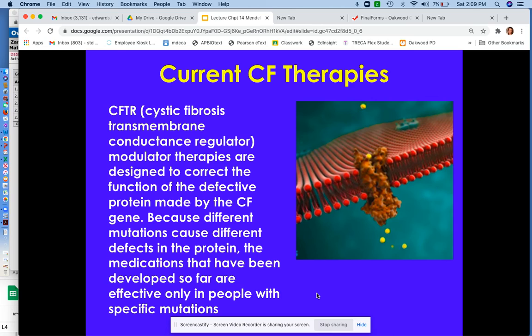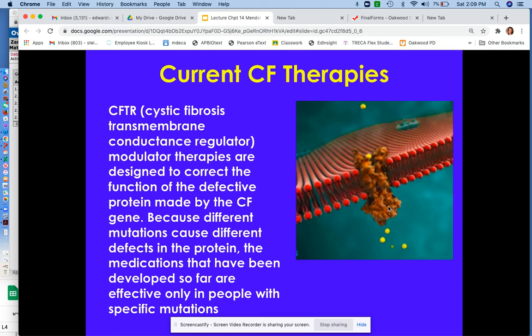So what they're doing for CF therapies is targeting the cystic fibrosis transmembrane conductance regulator. So here's a membrane protein. Here is a transmembrane protein. And what's happening is these therapies are starting to correct the function of the defective protein. This is the defective protein made by the CF gene. Because different mutations cause different defects in the protein, again, it's one allele, but it has all these different expressions because there are different mutations of the defect in the protein. The protein has lots of different shapes, not one wrong shape.